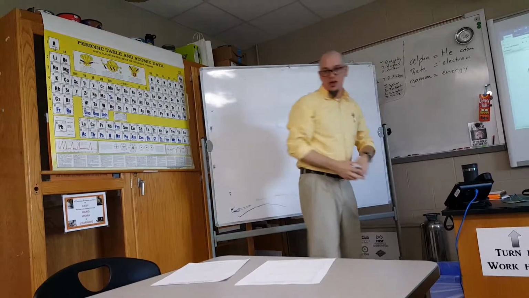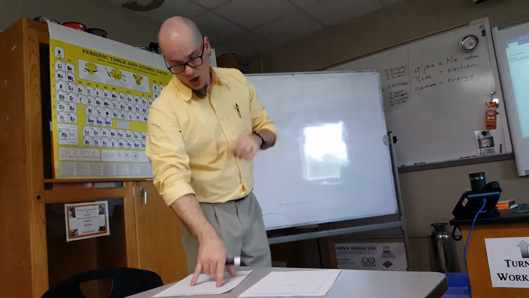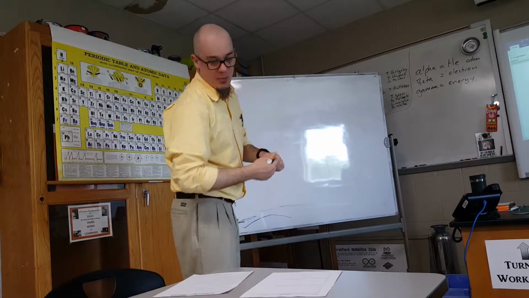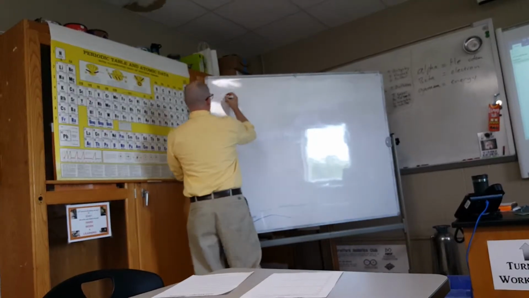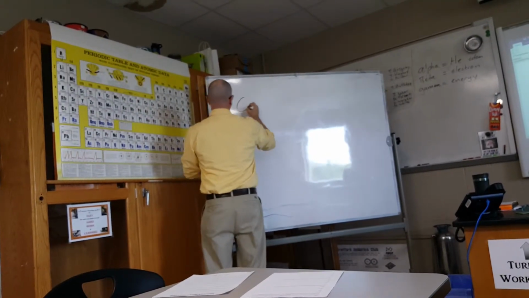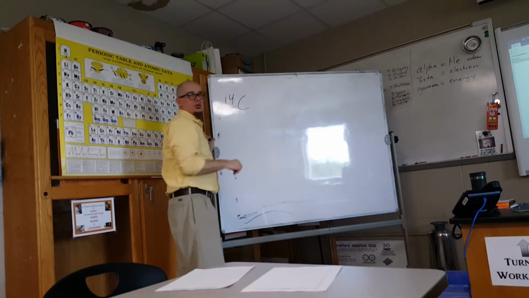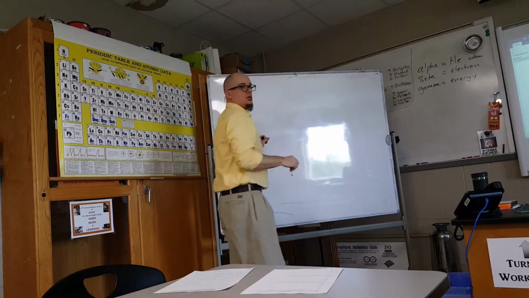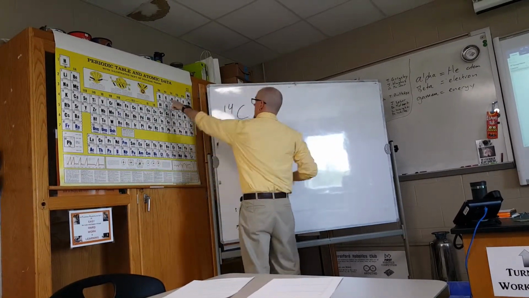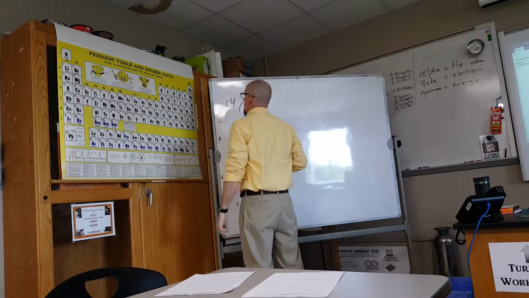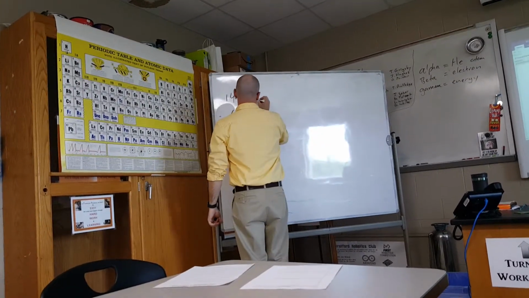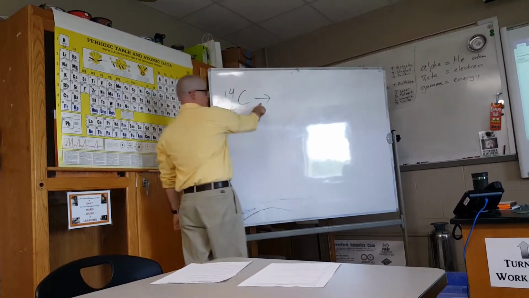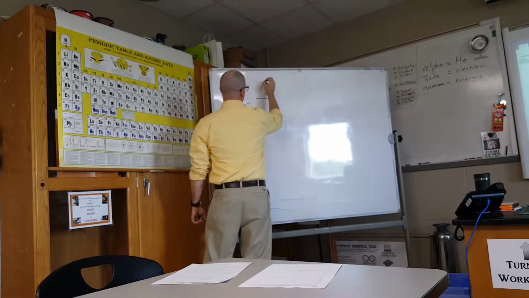Okay, let's move on to our next one. Our next one says carbon-14 undergoes beta decay. So we've got carbon-14. What's the atomic number for carbon? Over here on the right side in the non-metals, it's 6. So it's going to undergo beta decay.